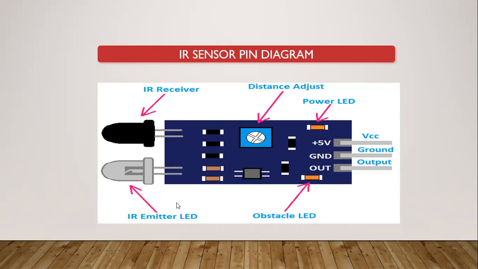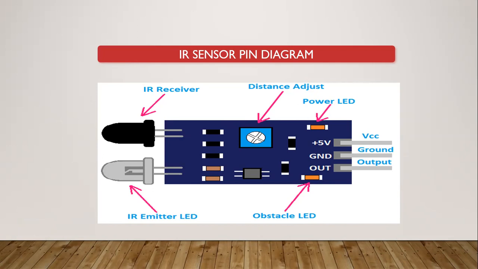An IR sensor consists of an emitter as well as a receiver, like one LED as well as a receiver. Here we are showing it in the picture. It consists of an obstacle LED, a power LED, and a distance adjustment. If we adjust this, it can set the range. Distance adjustment means I can say it as a range. Then VCC, ground and output: it consists of 3 pins. One we need to connect to VCC, another to ground, and then the output pin we have to give. Then there is one emitter, which we call the transmitter, and one receiver. So this is the pin diagram I am showing here: the IR sensor, consisting of 3 pins as well as a transmitter and receiver.